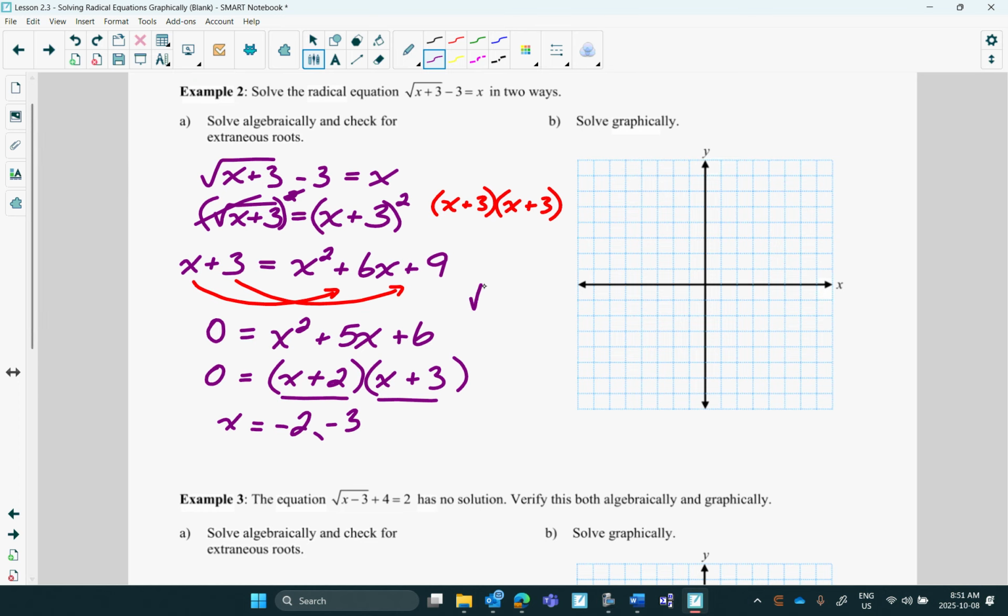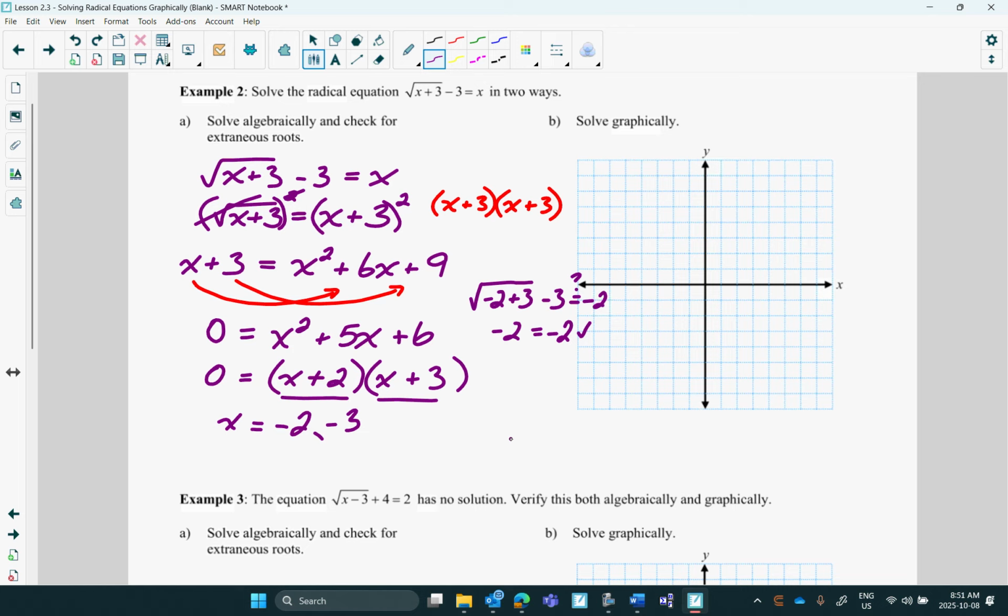So I'm going to take -2 and plug it back in. Does the square root of -2 plus 3, minus 3, equal -2? Well, -2 plus 3 is 1. Square root of 1 is 1. Minus 3 is -2. So it does equal. That one's good.